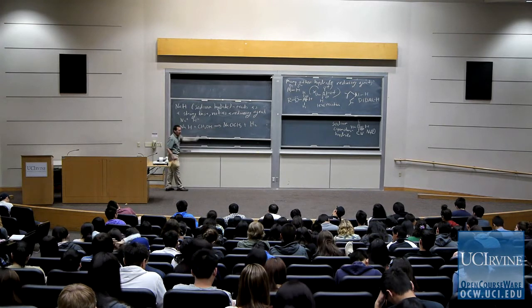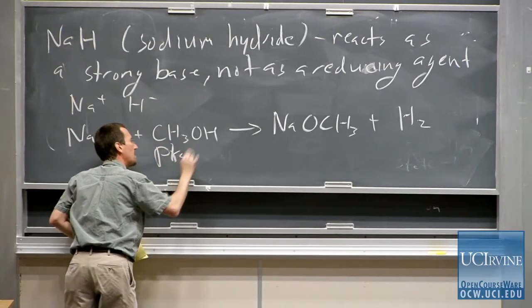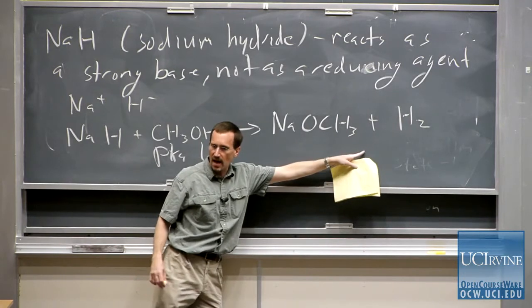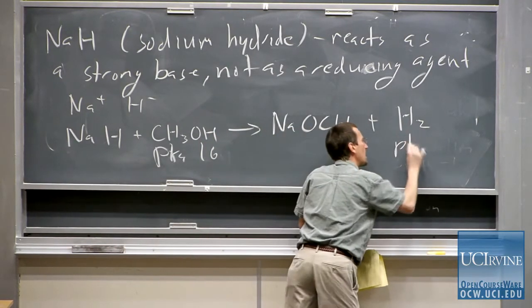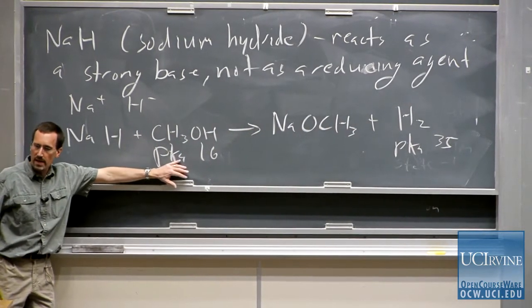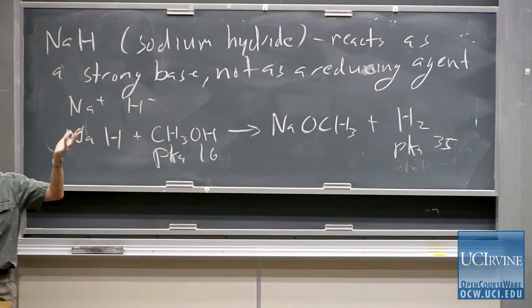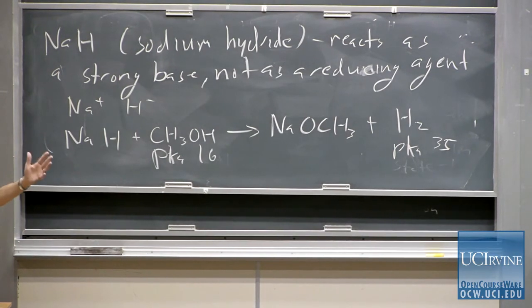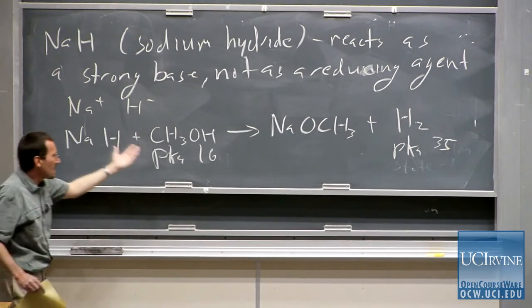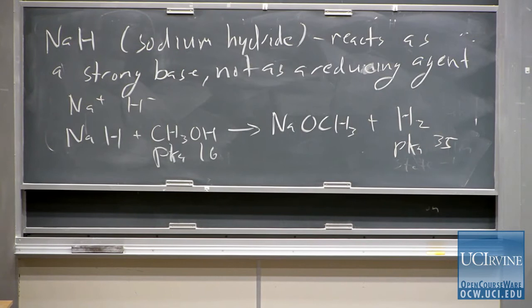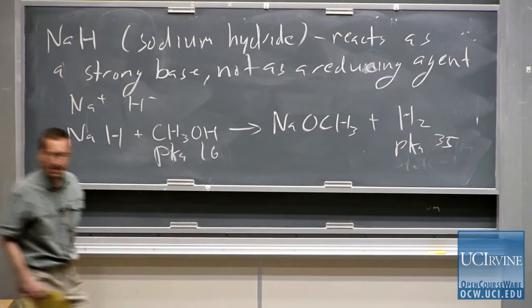The methanol is an acid, pKa about 16 or 17. The hydrogen is an acid on this side of the equation. Its pKa is about 35. It's a very weak acid, whereas methanol is just a weak acid. So that reaction, I won't even write it as an equilibrium. That reaction lies way, way, way to the right. pKa of 35, pKa of 16, difference of 19. If I were to write an equilibrium constant, it would be 10 to the 19th, just massively on the right. So that reaction ends up reacting as a base.